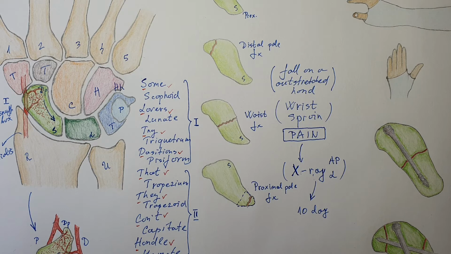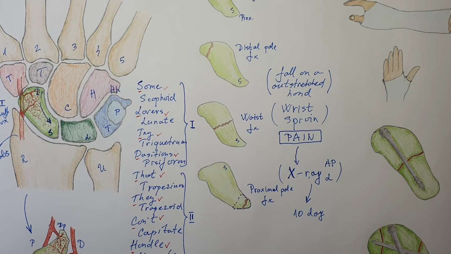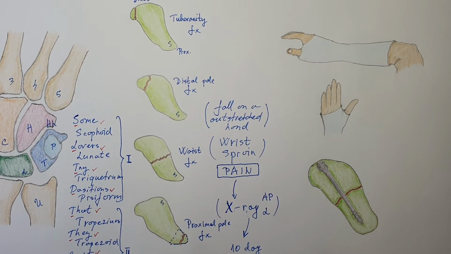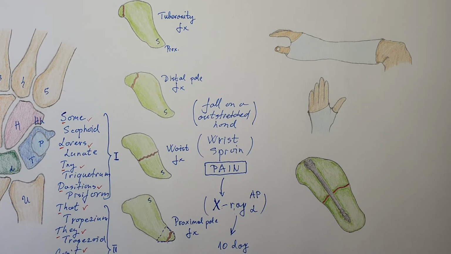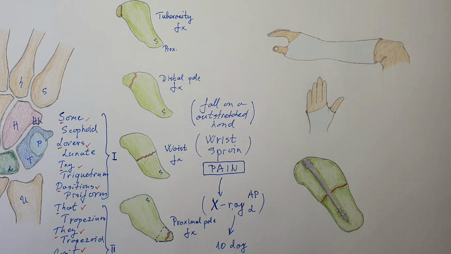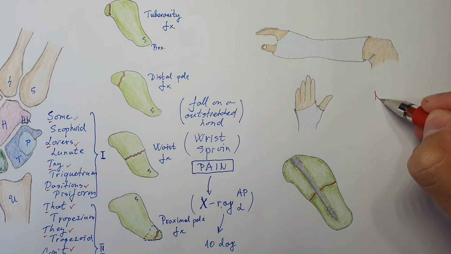So, how do we do treatment of this fracture? There are two ways, obviously. You can treat this non-operatively. For example, non-operative treatment is a cast.